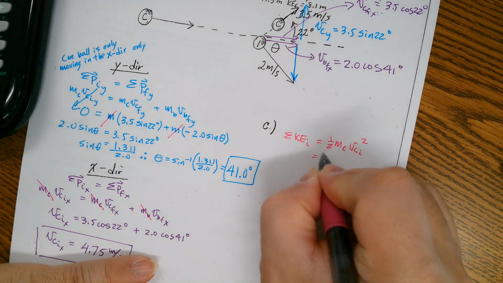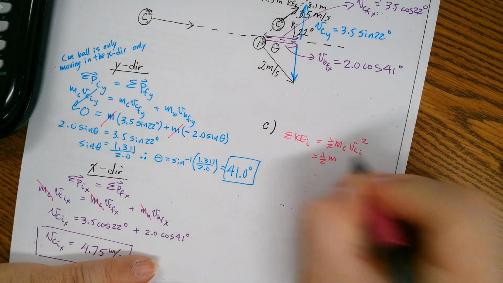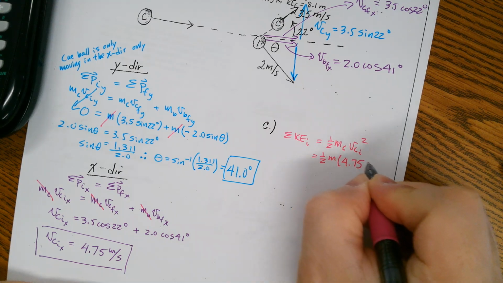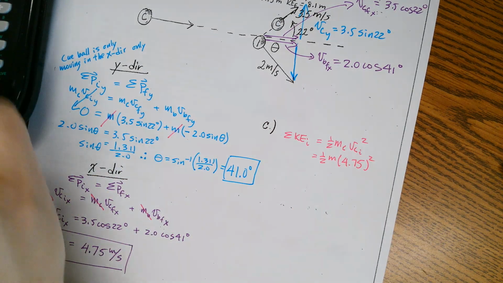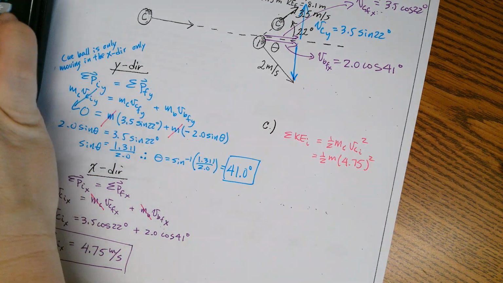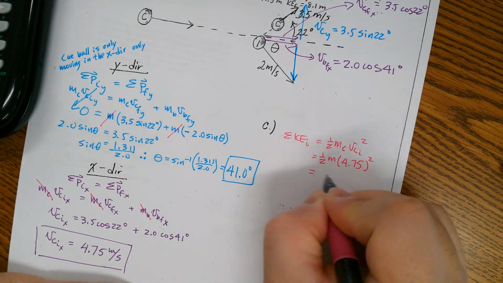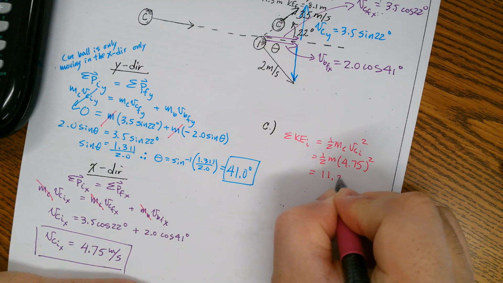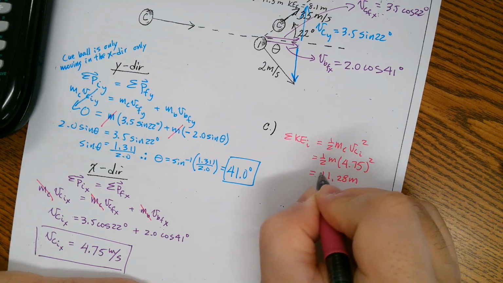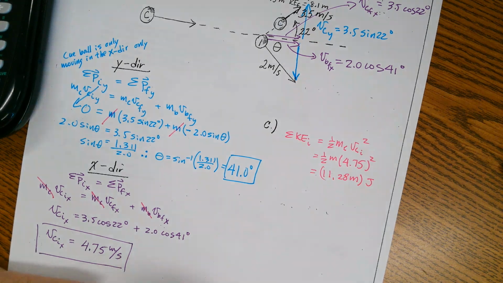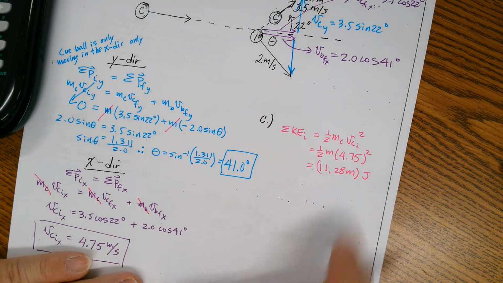Which is equal to 1/2 times m times 4.75 squared. So I get 11.28 m joules. We don't know what the mass is, so we're just going to leave it as m.